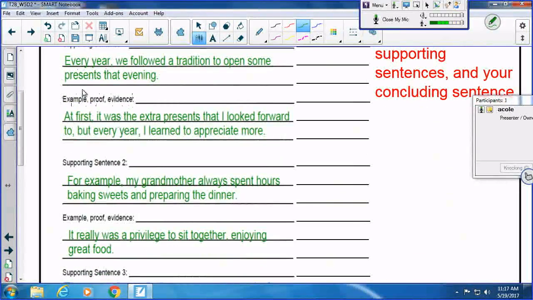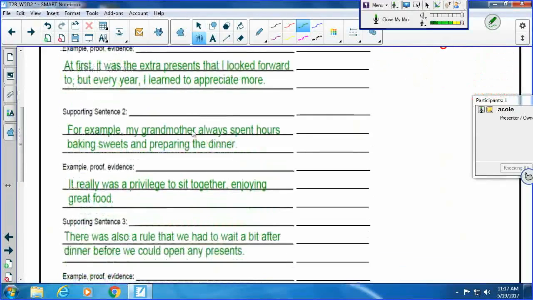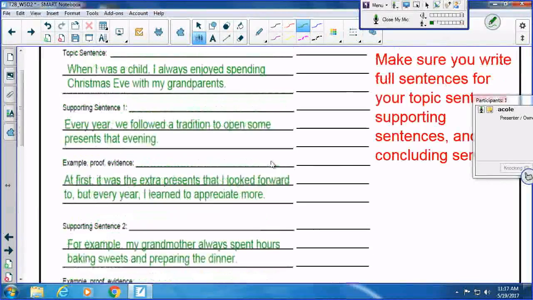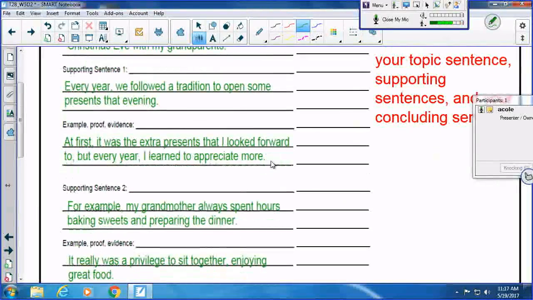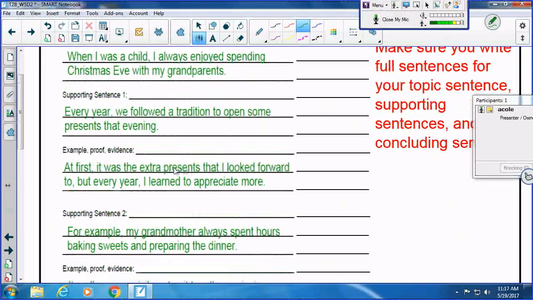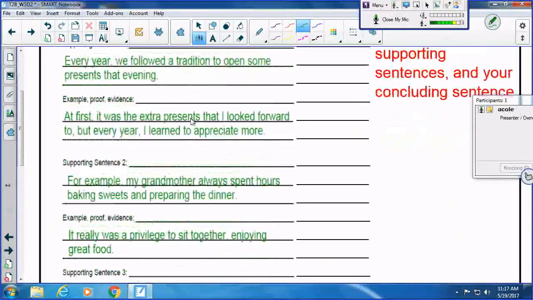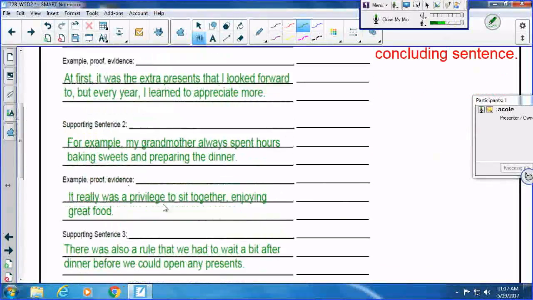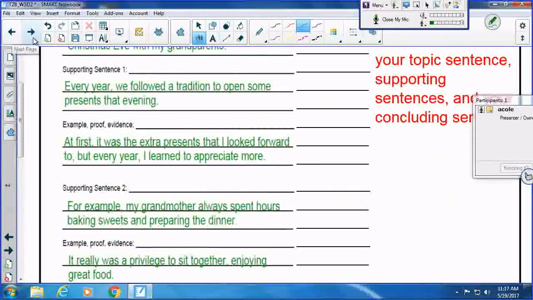So this is what I mean by example, proof, or evidence. I give another sentence that explains what I just said a little bit more. So I say, at first, it was the extra presents that I looked forward to, but every year I learned to appreciate more. And then I go on, and then I have two more sentences, and then two more sentences after that. So all that your example, proof, or evidence is, is just another sentence to go with what you just said. As long as you have six sentences in the middle that help explain your main idea, then you're doing a good job of including enough details.